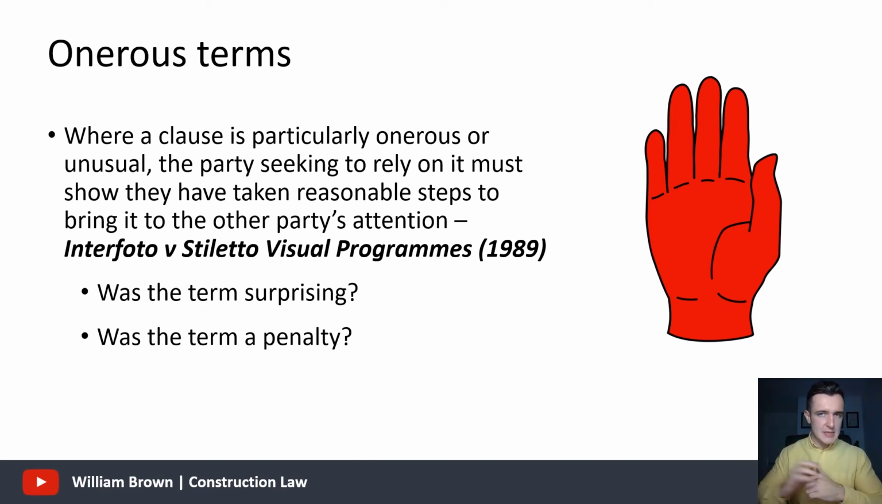We will discuss exemption clauses in a later video, but for now, just take away from this particular segment that if you've got an onerous term of a contract and you want to rely upon it, then you must take reasonable steps to bring it to the attention of the other party. What amounts to an onerous term is also something that you might want to consider, and that is ultimately down to a test of reasonableness.